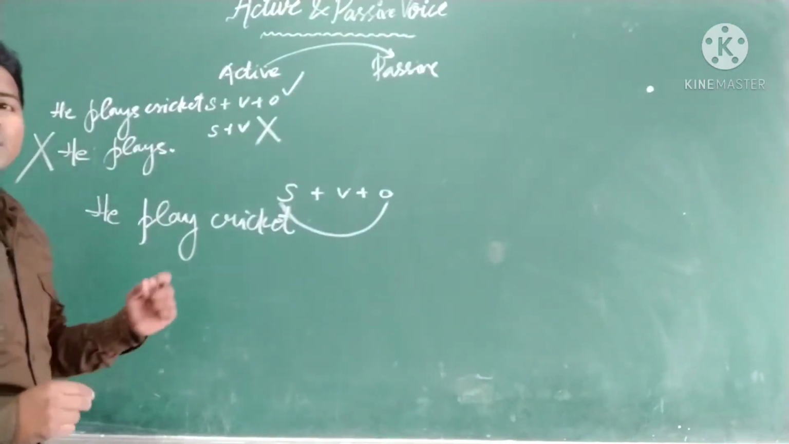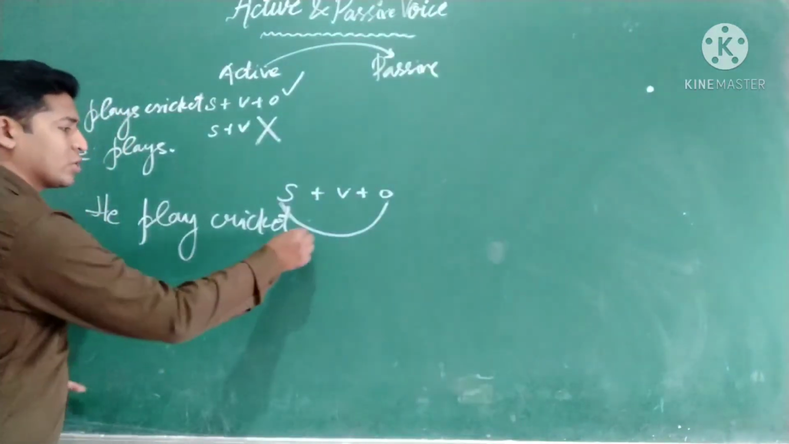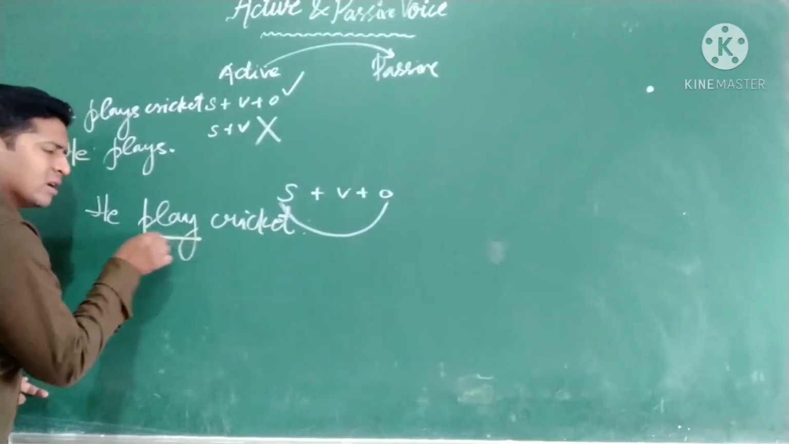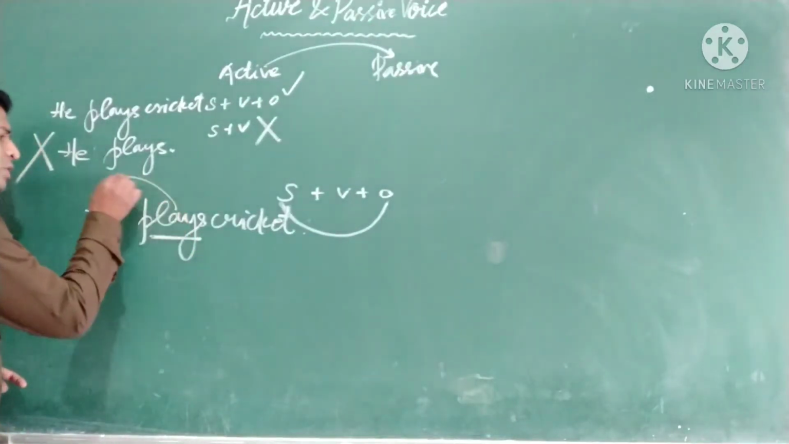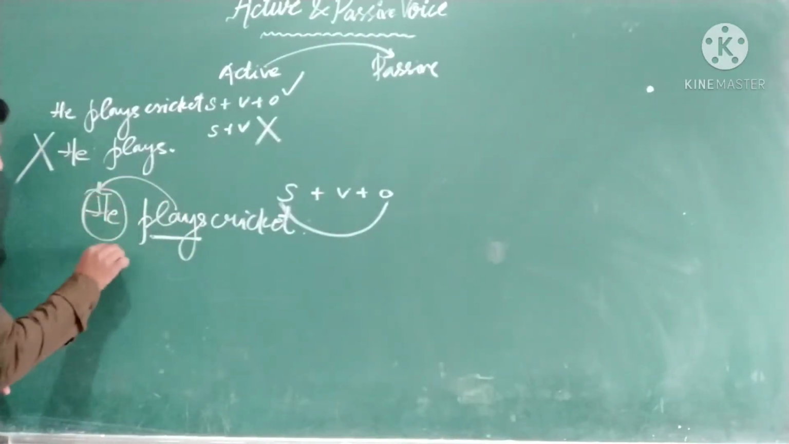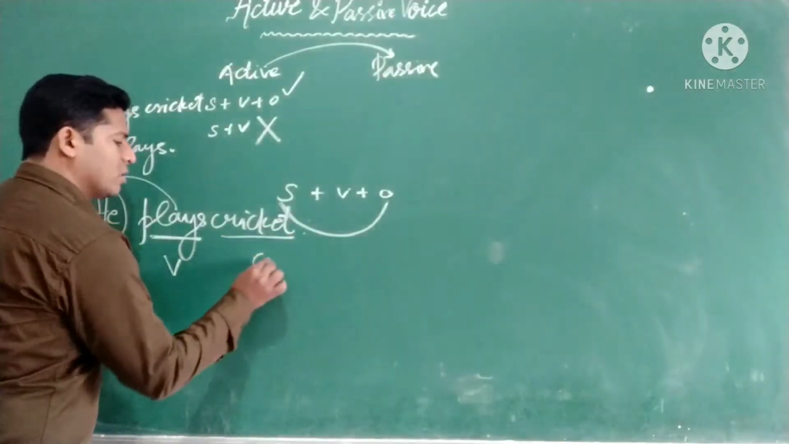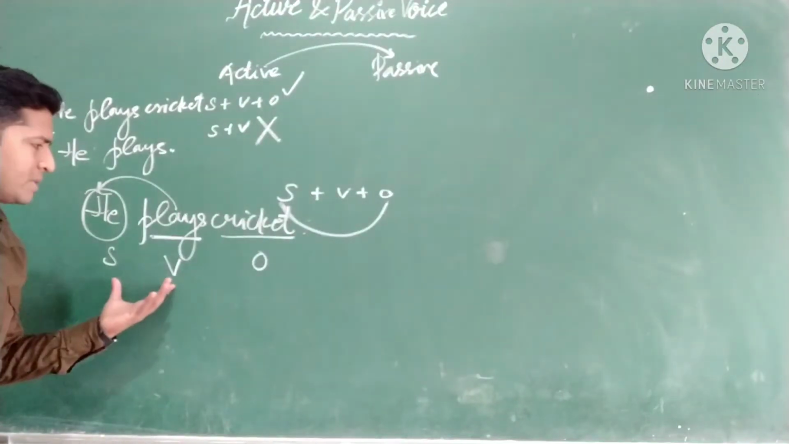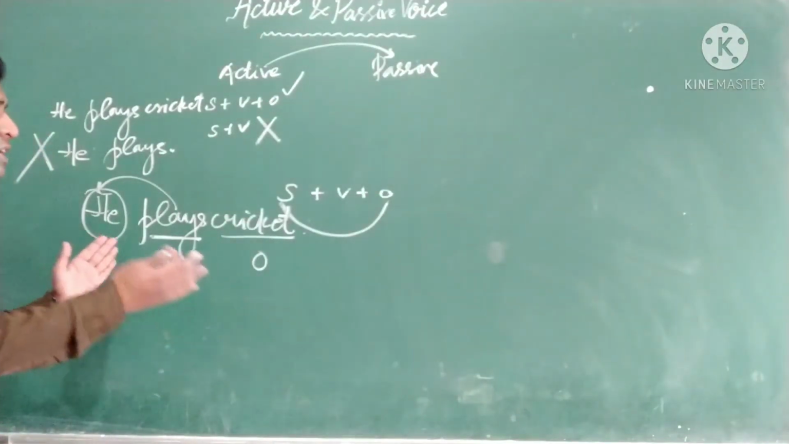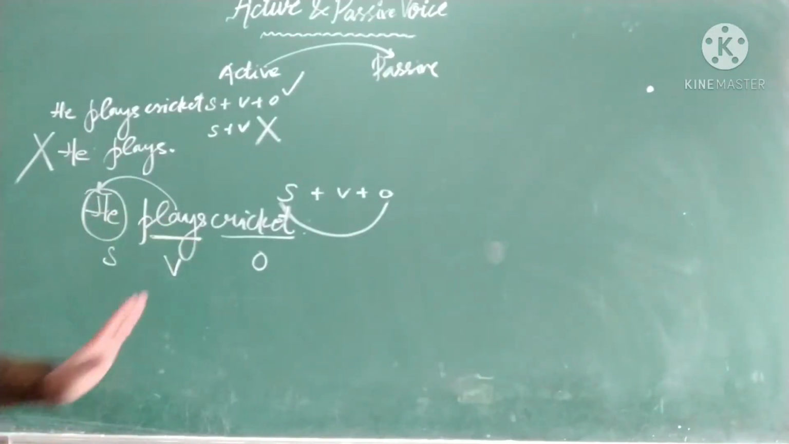Subject, I told you there are two steps you need to follow. First step is to check whether there is any action or not. If there is action, he plays, it should be. If there is action, find out who is the doer of the action. So he is the subject. Right? Action, verb. This is the object, right? So after finding out subject, verb and object, interchange the position of subject and object. That is the second step, interchange.